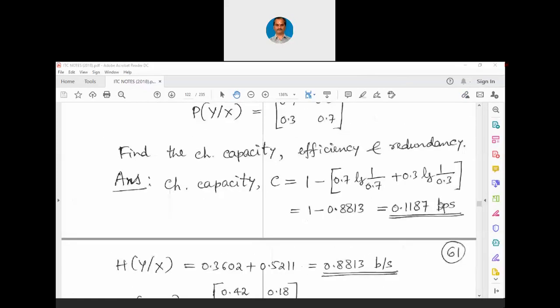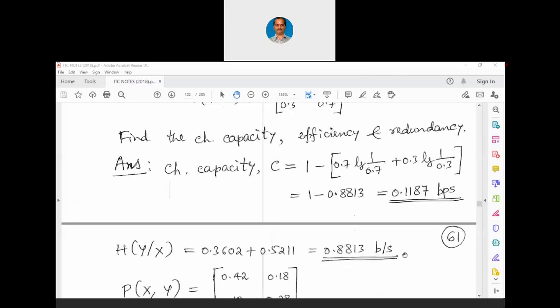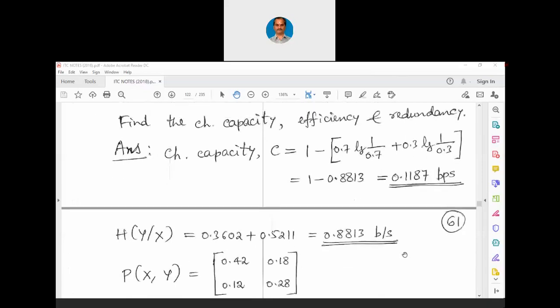So now H of Y slash X is 0.3602 plus 0.25211, that is 0.8813. This we already have it here, right? 0.8813. So now P of X comma Y, we have to write the joint probability now. Chandra Mohan has given the answer 0.1187. Good. So P of X comma Y is 0.42, 0.18, 0.12, 0.28. We have written the joint probability matrix for this.